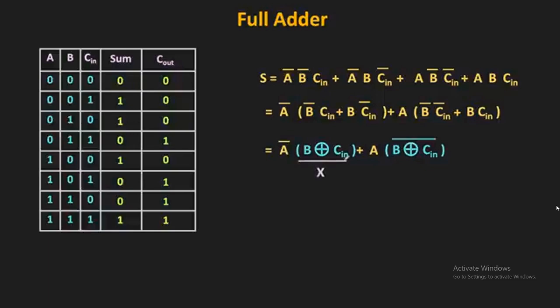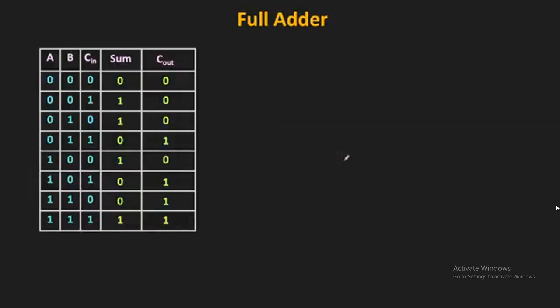Now let's say this B XOR C in is equal to X. That means we can write the expression as A bar X plus A X bar. And it will be equal to A XOR X, or we can say it will be equal to A XOR B XOR C in. That is simplified expression of sum output. Let's see the minimal expression for the carry output.